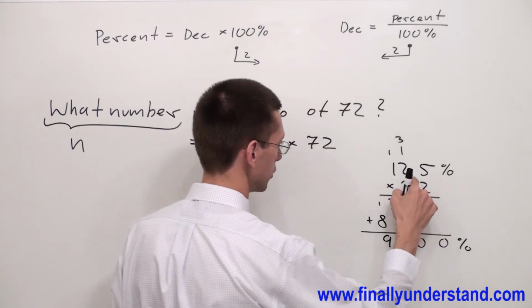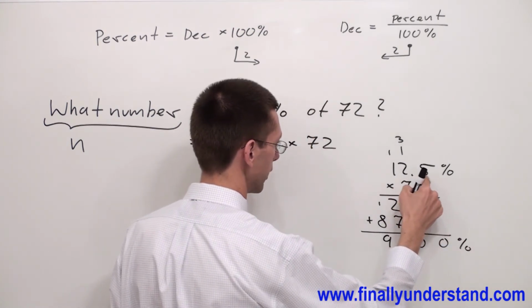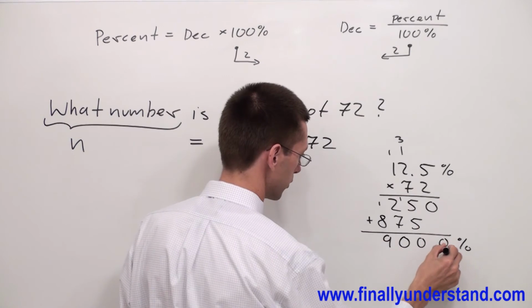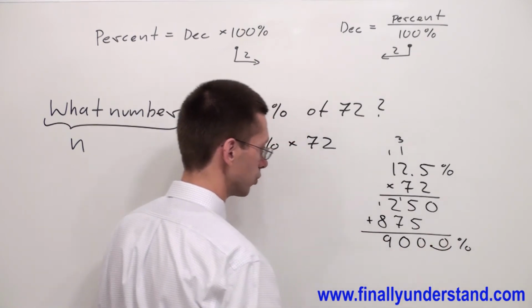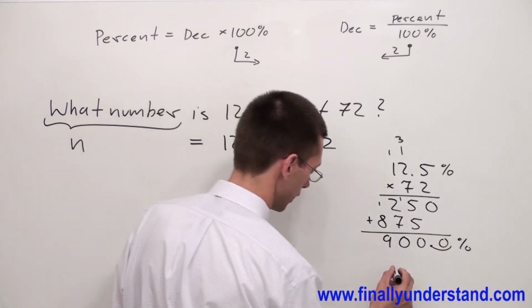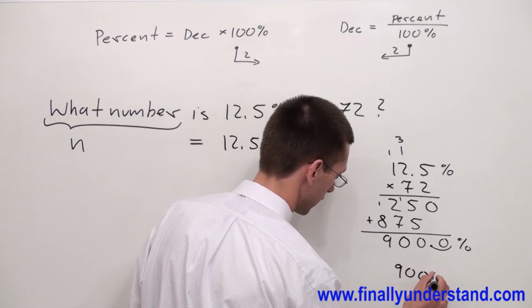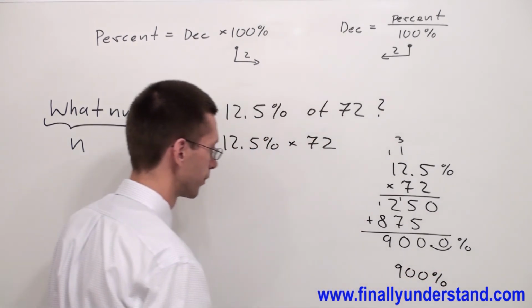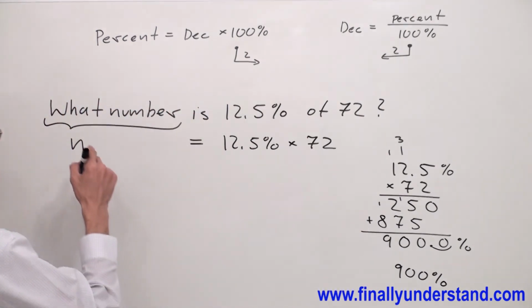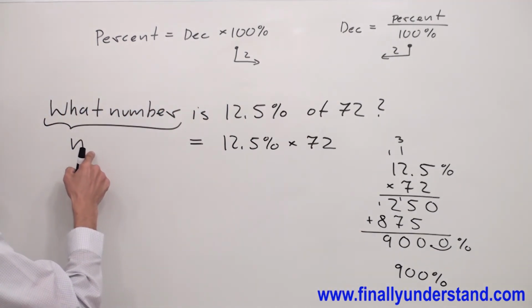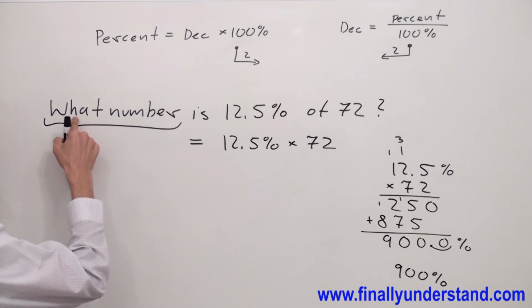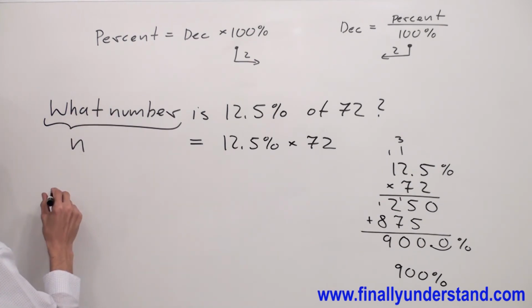percent. Now, please notice that I have one decimal place, so that's why I have to move my decimal point once to the left. So the answer from my multiplication is simply 900%. But my problem is not asking for percents, it's asking for the decimal number, because it says what number, doesn't say what percent. Okay, so this is what number means I have to find the decimals.